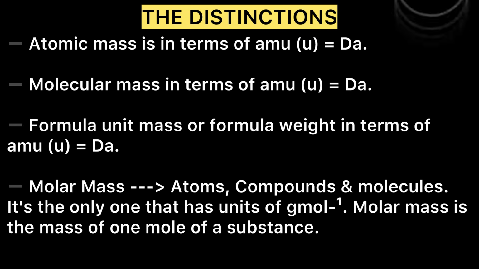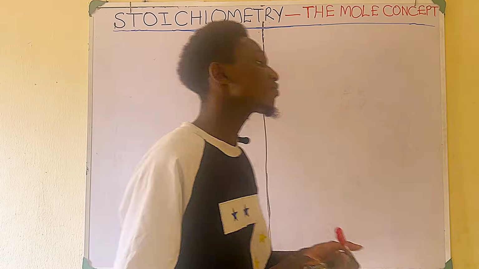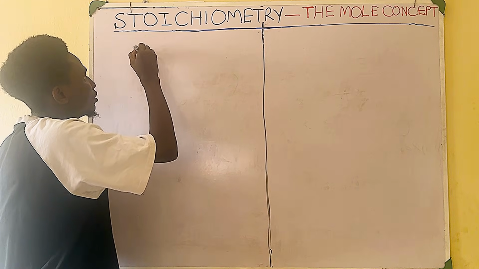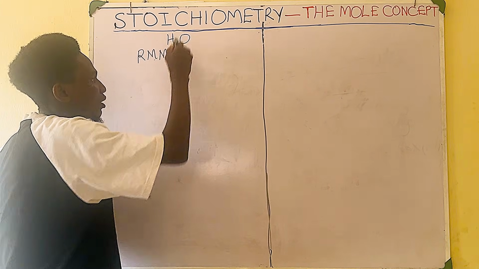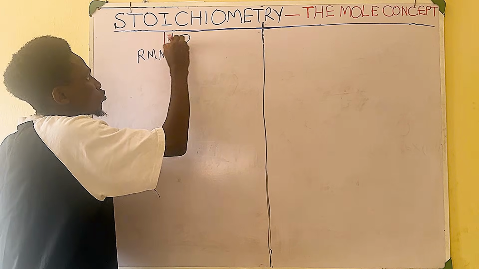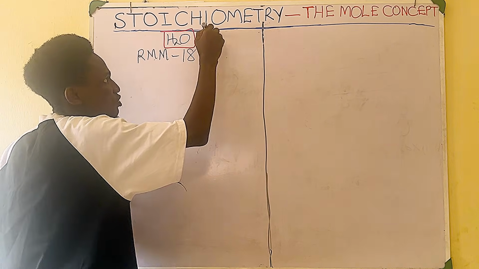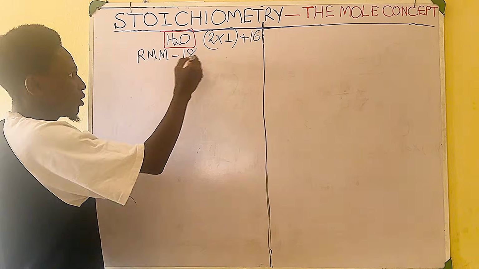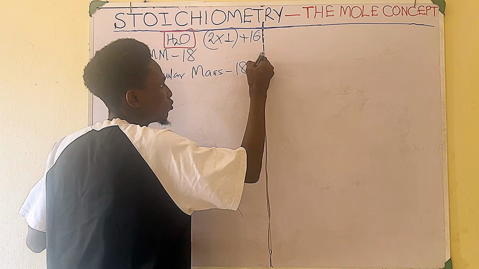Now, let's look at the numerical value. That observation shows us something: they have the same numerical value. So take for instance, let's write the relative molecular mass. Let's use H2O, which is a molecule and a covalent compound. The relative molecular mass of H2O is 18. You know that it is 2 times 1 plus 16, so that gives you 18. Then it does not have units.